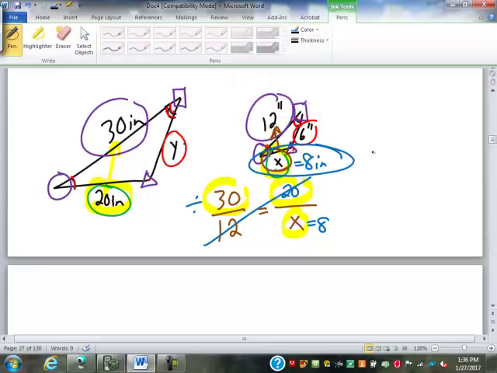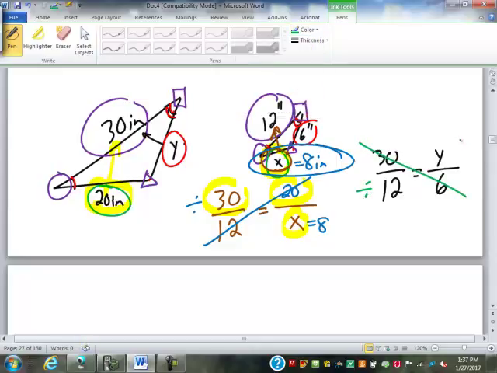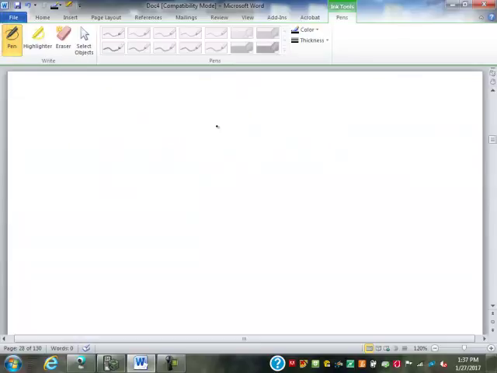To find y, we still have 30/12. Where's y going to go? Top, because it's from the same figure as the 30. What goes below the y? The 6. We're good. How do I find y? Cross multiply, divide. Y is 15. So y is 15 inches. I like it. You like it? I like it. That's how I say it. Math is fun. Come on, you know you want to say it.